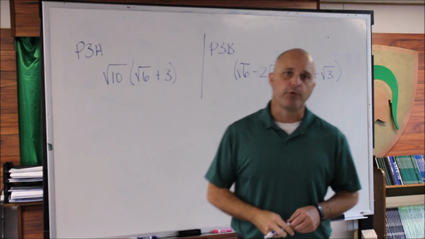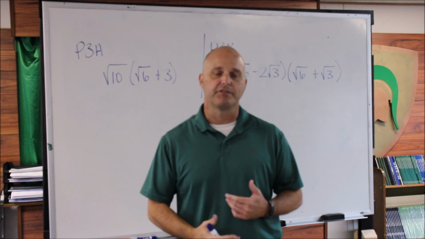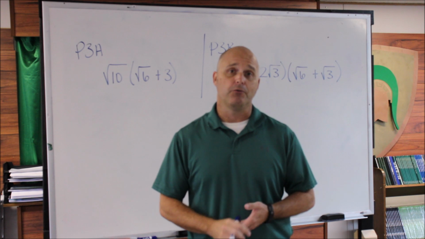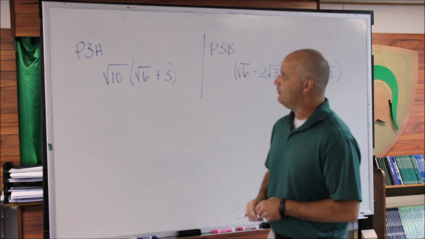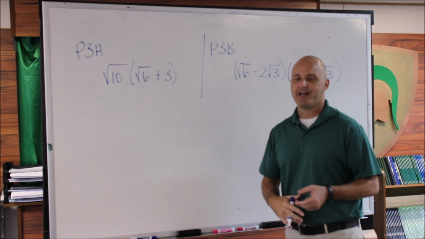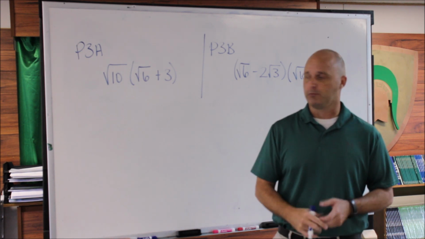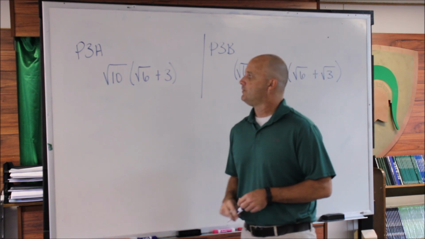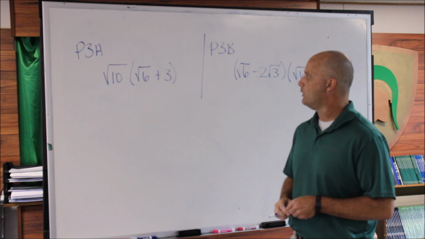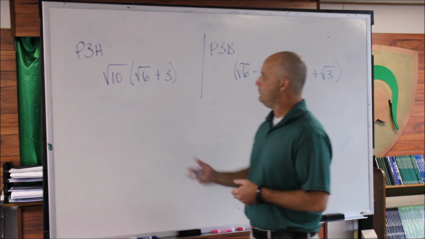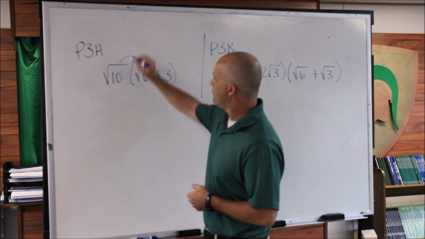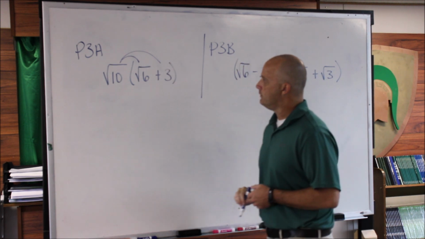In our next section, we're going to do some distribution and some FOIL, but this time we're doing it with radicals. So nothing really changes here. You just have to remember your rules to simplify the radicals when you're done. So we've got the square root of 10 times the quantity square root of 6 plus 3. So all we're going to do is just distribute that square root of 10 through to the square root of 6 and to the 3.